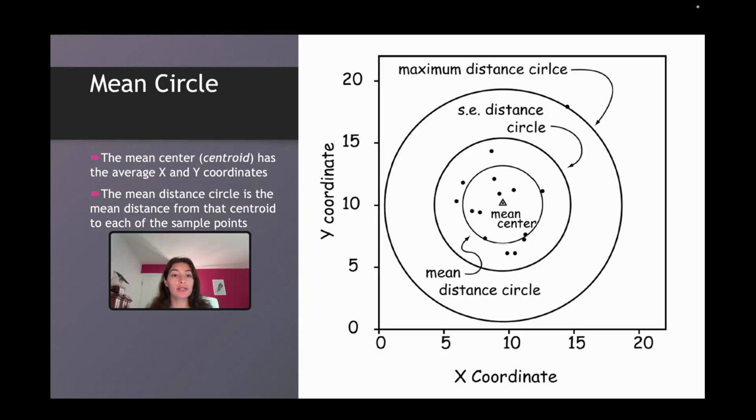So mean circle or the centroid has the average of xy value coordinates. The mean distance circle is the mean distance from that centroid for each of those sample points. So you see we have our mean distance circle here, our maximum distance circle. We have our mean center with most of those points around it.